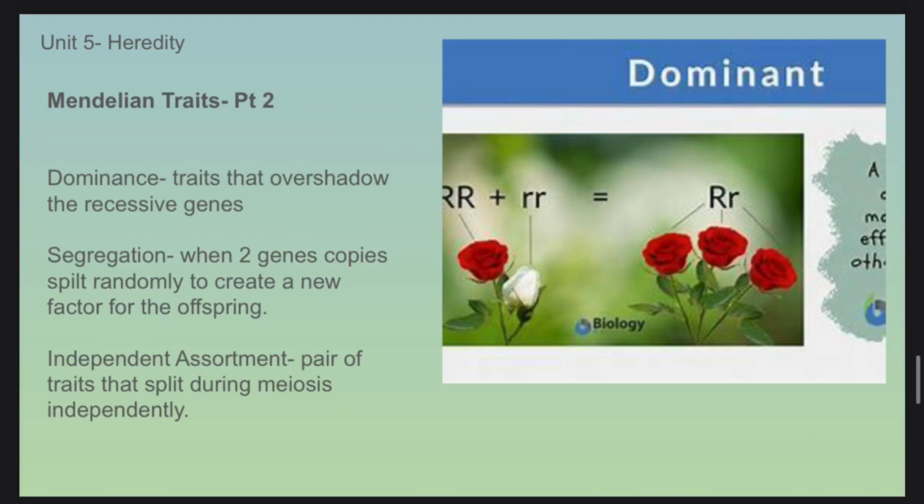Okay, so let's learn about more Mendelian traits. First of all, dominance. They're traits that overshadow recessive genes. Segregation is when two gene copies split randomly to create a new factor. So when the two gene copies split, there's a new factor that's included. Independent assortment: pairs of traits that split during meiosis independently.